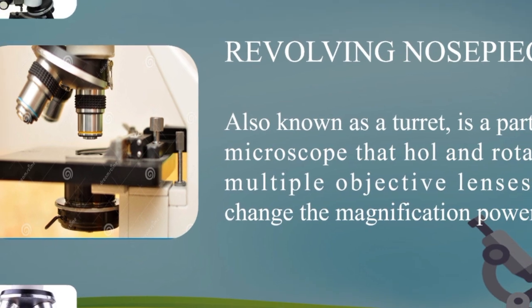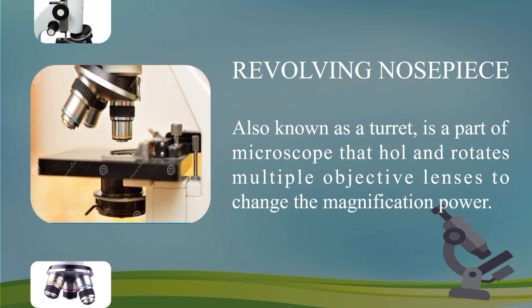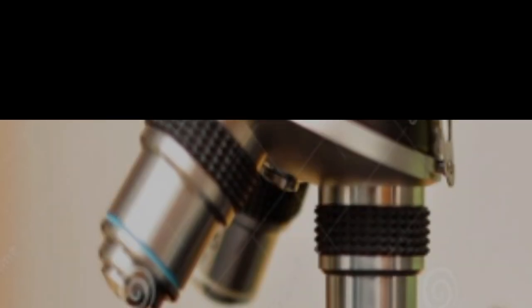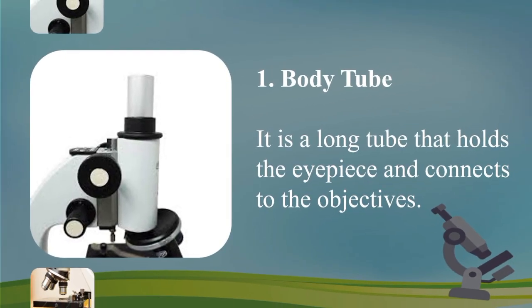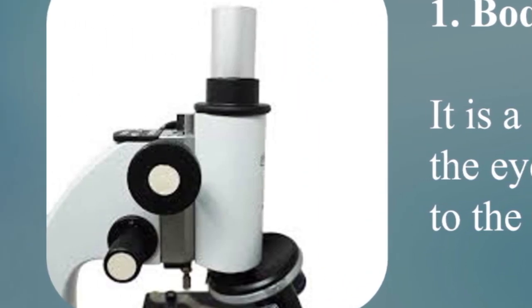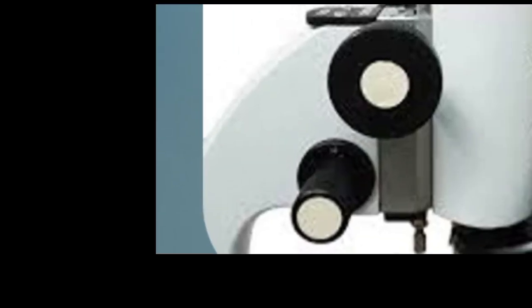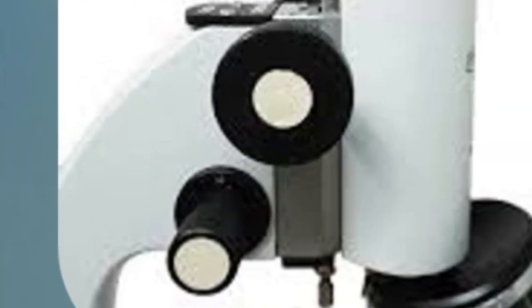Next is the revolving nosepiece. A revolving nosepiece, also known as a turret, is a part of a microscope that holds and rotates multiple objective lenses to change the magnification power. The fourth one is the body tube. It is a long tube that holds the eyepiece and connects to the objective lenses. Next are the adjusting knobs. They are used to focus the microscope.